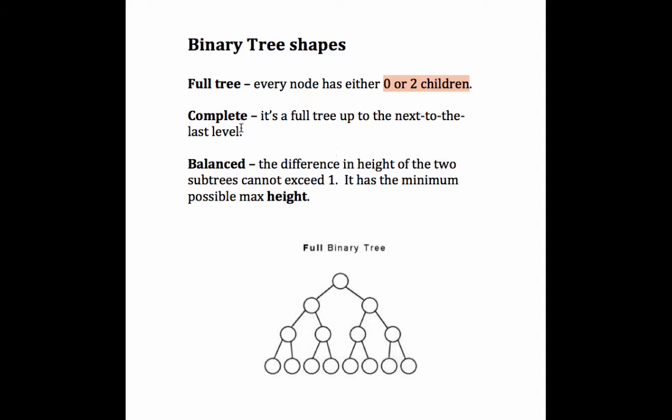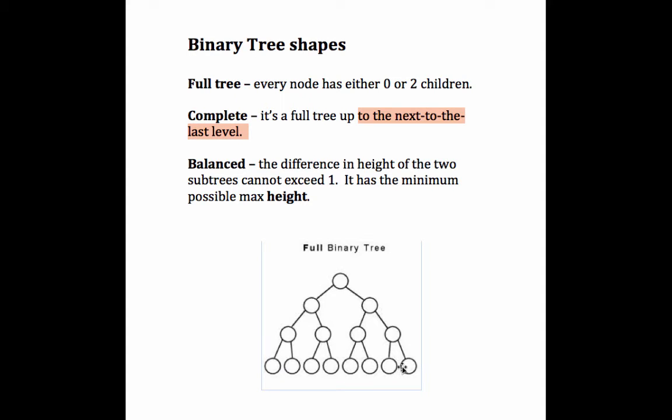Complete. Complete is almost a full tree, but it's only a full tree up to the next to the last level. So talking about levels again. I don't have a picture, but for a couple of seconds, assume that these 4 nodes are not in the picture.